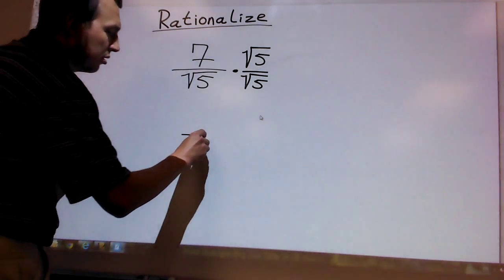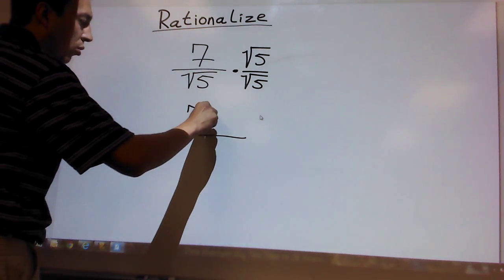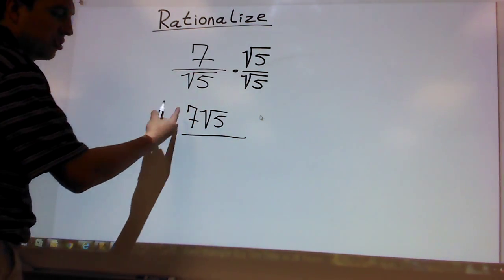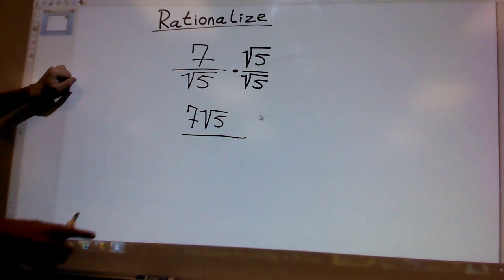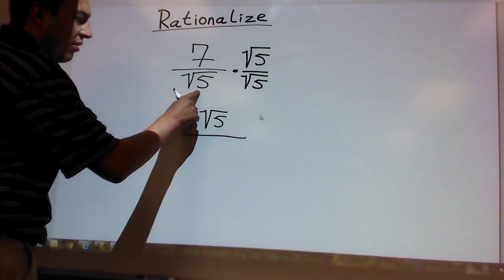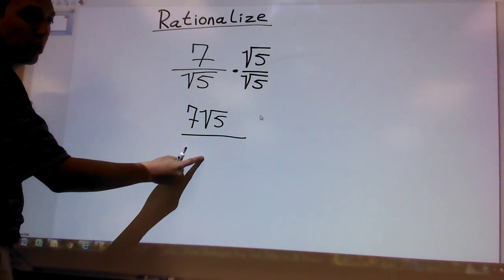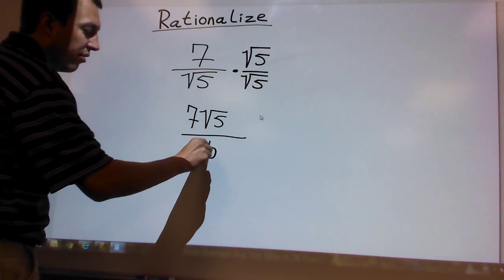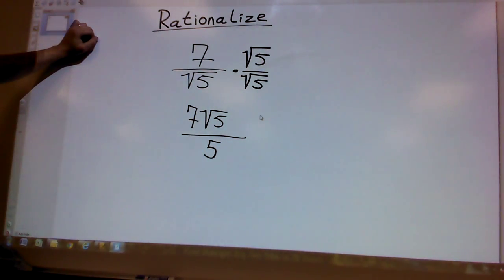When I do this, I get the numerator is 7 radical 5, which is fine. It's okay to have a square root in the numerator. But in the bottom, square root of 5 times square root of 5 is the square root of 25, or 5. Now that square root is gone and no longer in the denominator.